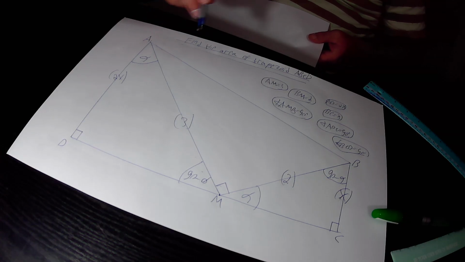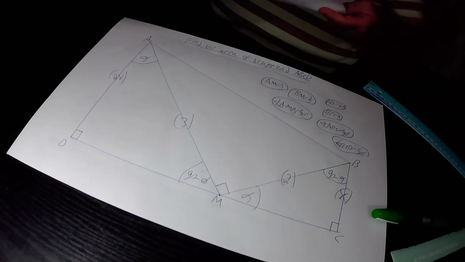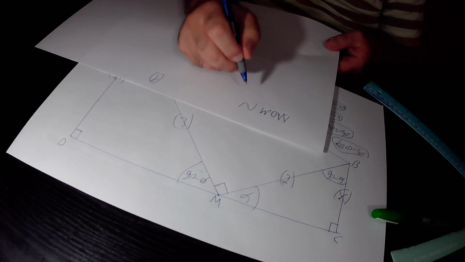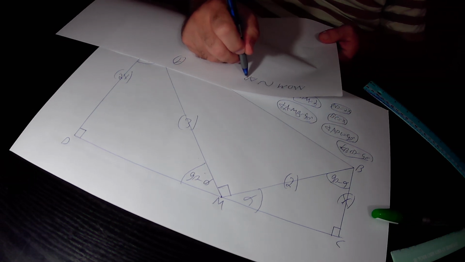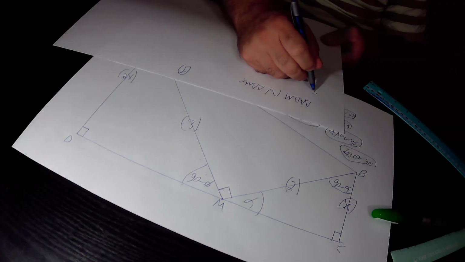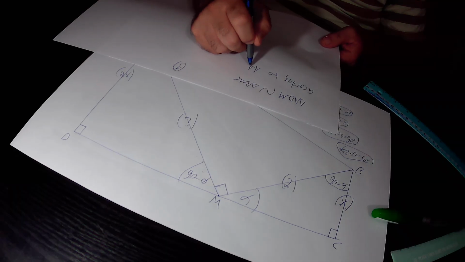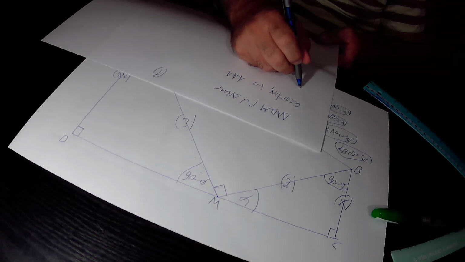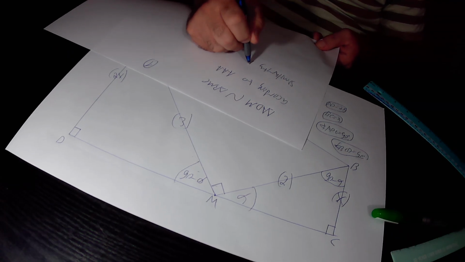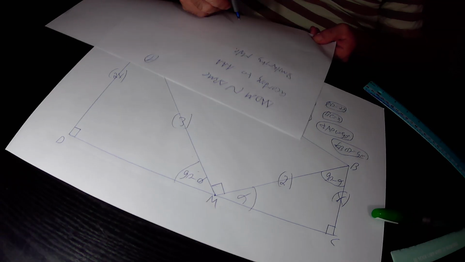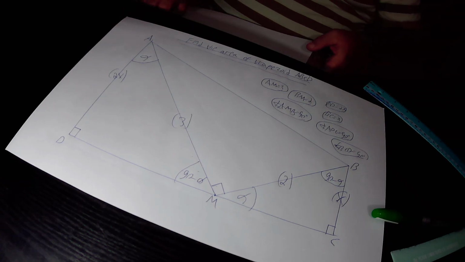This is the big triangle ADM, and it is similar to this right small triangle BMC according to the angle similarity rule. Those two right triangles are similar to each other according to the angle similarity rule.